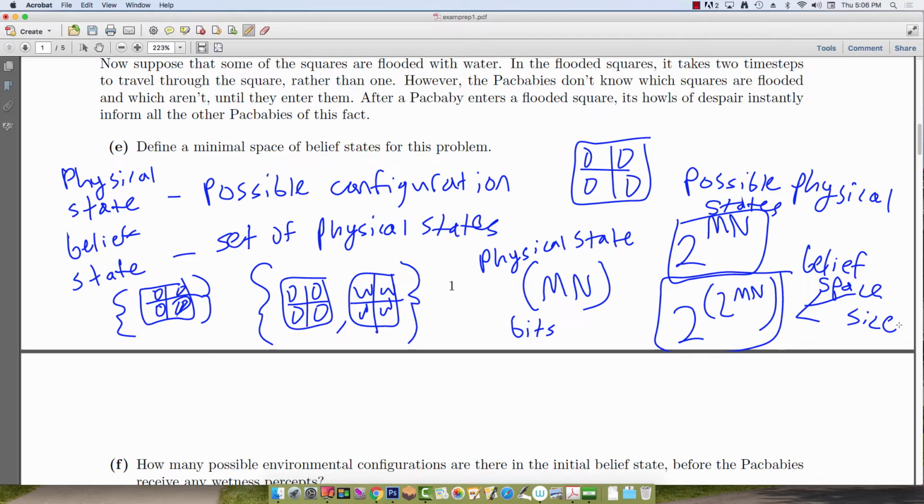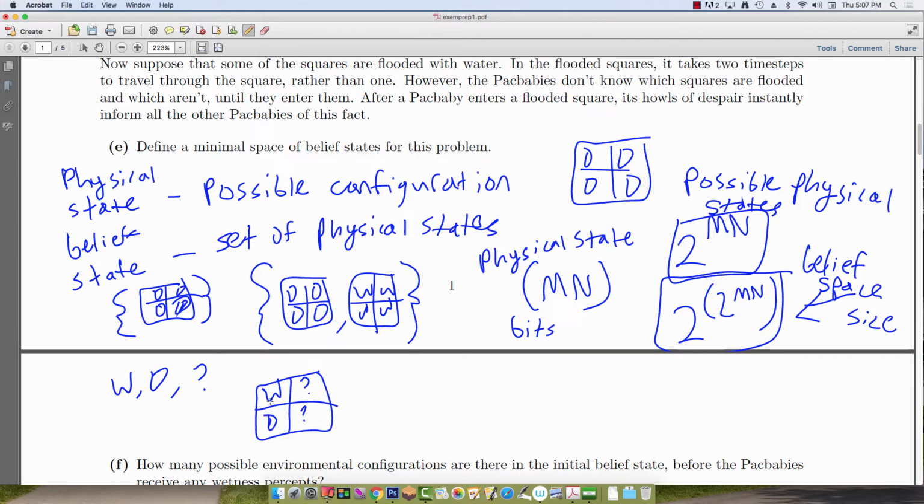Yes, there's another way we could look at this. This is the canonical definition we've been working with, but we can find another space of belief states that might be potentially smaller. Another way we can think about this problem is that each grid space can either be wet, dry, or unknown. And so our belief state could simply be something like this, where each grid space is either W, dry, or a question mark.